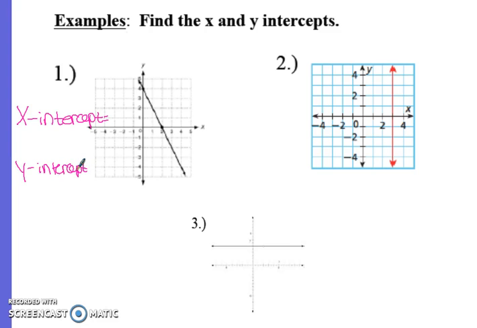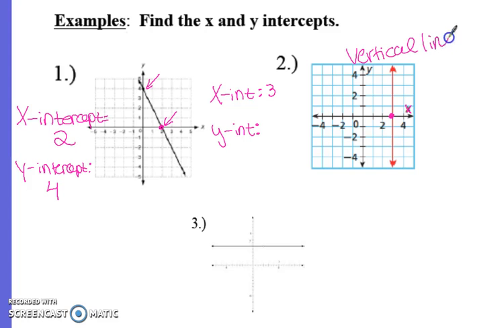So here, my x-intercept, it crosses it right there at 2. You can just write the number 2. Your x-intercept is 2. Here, my y-intercept is 4. It crosses it at 4. Let's look at number 2. My x-intercept and my y-intercept. It crosses the x-axis here at 3. Notice this is a vertical line. Does it ever cross the y-axis? No, so it has none.